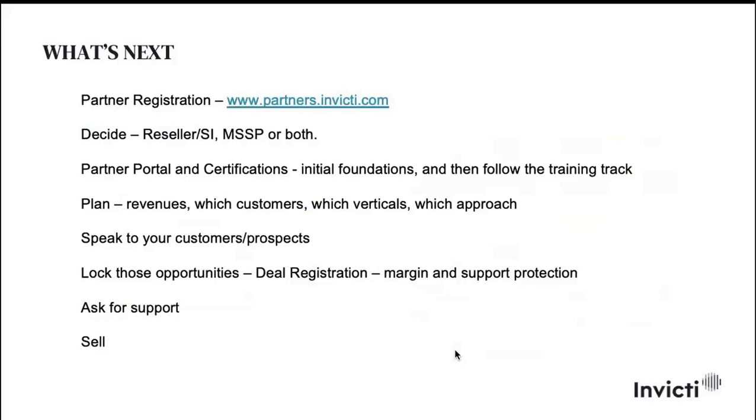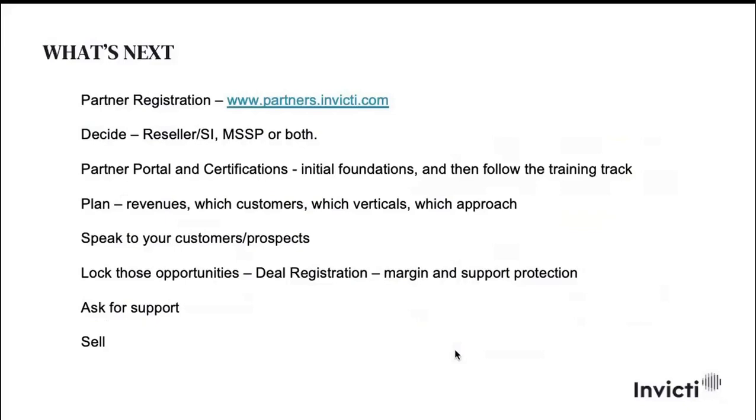As mentioned, do the initial foundations, follow the training track, and then we'll sit down with you, and depending on which level of partnership you want, we'll plan those revenues. If you want to do 500,000, if you want to do $1 million, fine. Let's plan how we're going to get there. Let's plan the activities behind it. Let's plan which customers, which verticals, and how to approach them. Let's put marketing plans in place.